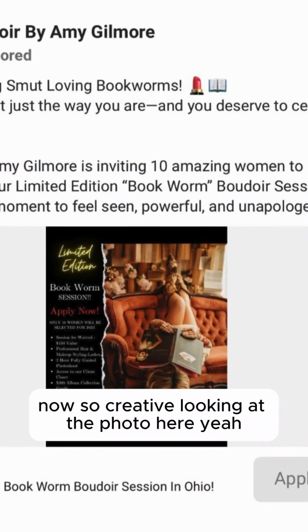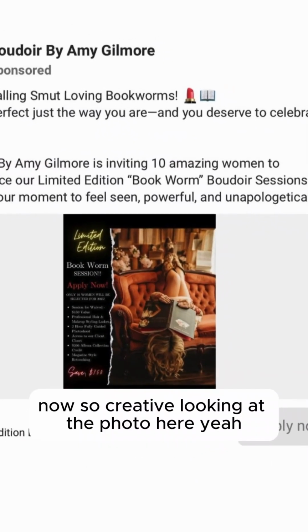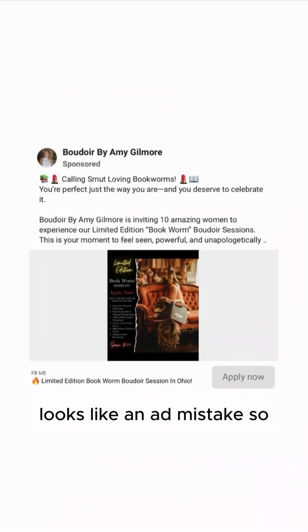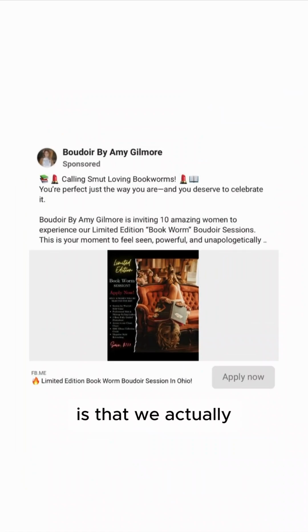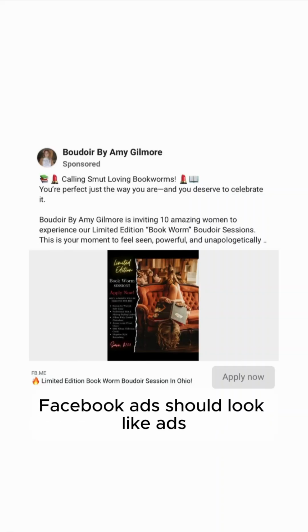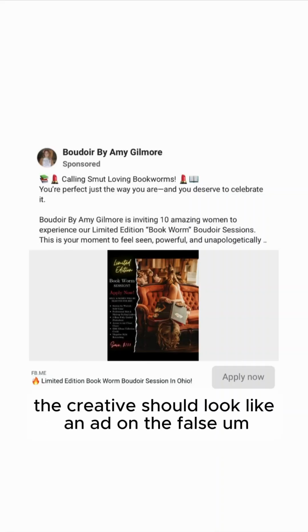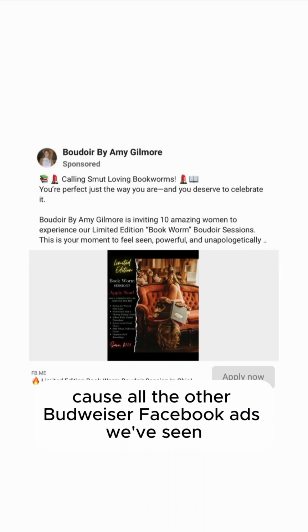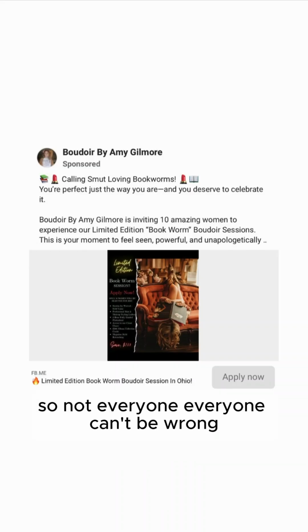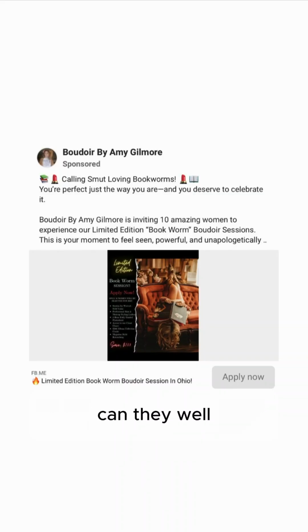Now, so creative, looking at the photo here, yeah, we've got the looks like an ad mistake. The false belief that caused us to make this mistake is that we believe Boudoir Facebook ads should look like ads. The creative should look like an ad. And that's because all the other Boudoir Facebook ads we've seen, they all look like ads. So everyone can't be wrong, can they?